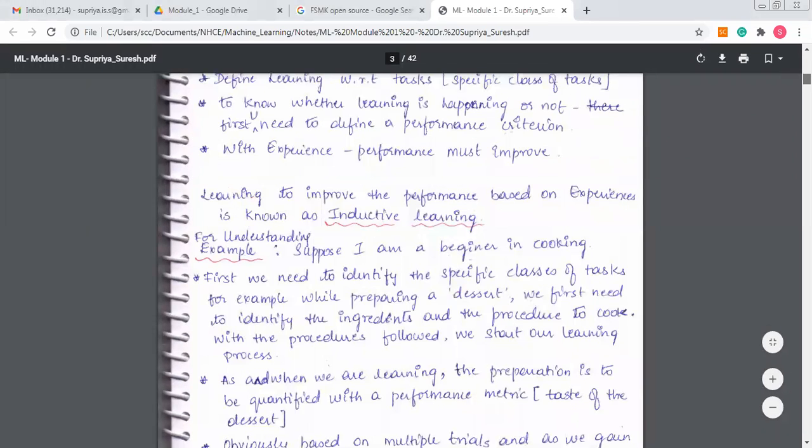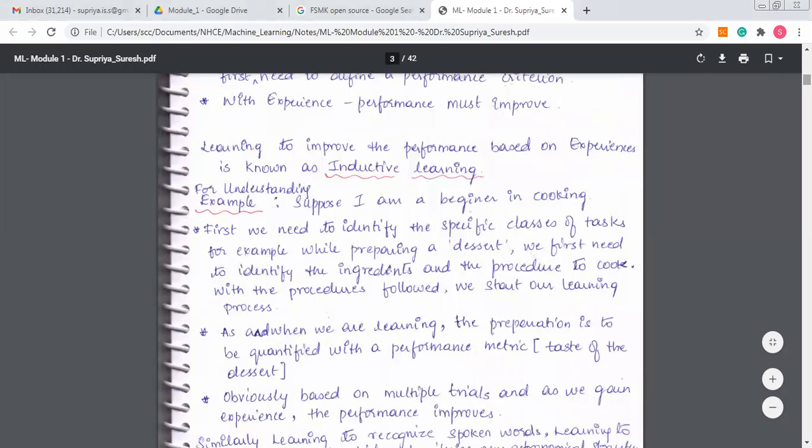This is what I have written here. There's one more definition, which we call inductive learning. Learning to improve the performance based on experiences is known as inductive learning. Whatever we have defined so far about what learning is, it's basically that we are trying to improve ourselves, right? So learning to improve the performance based on experiences is known as inductive learning.